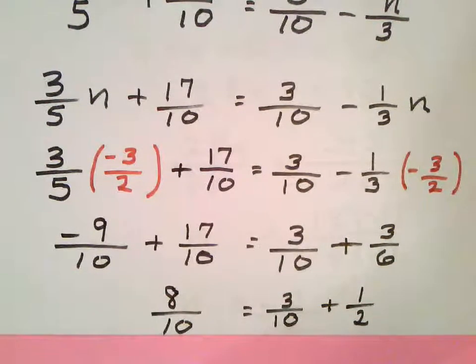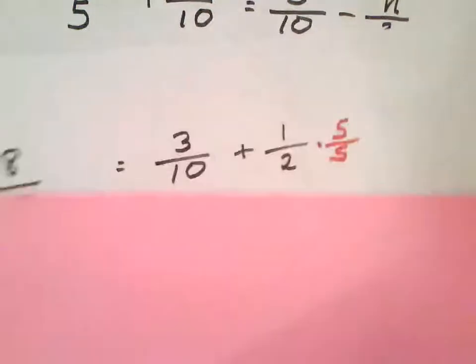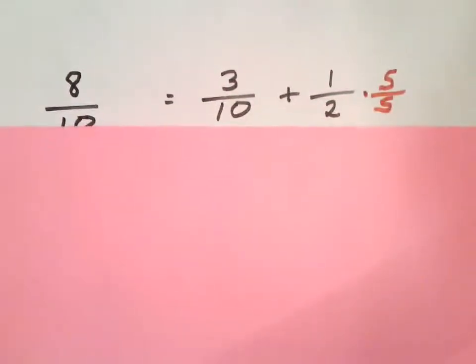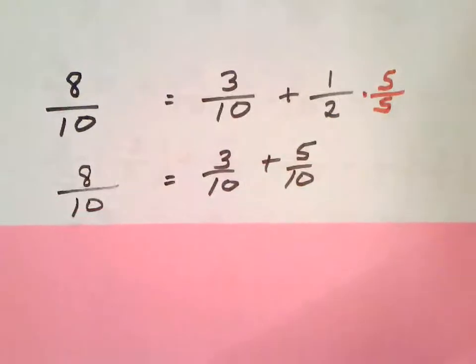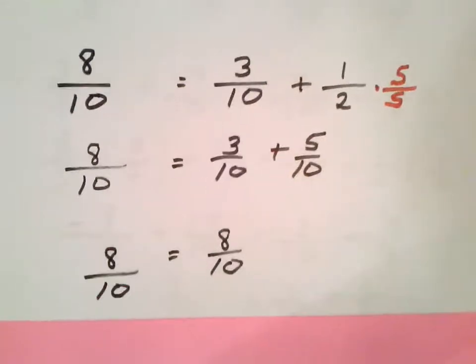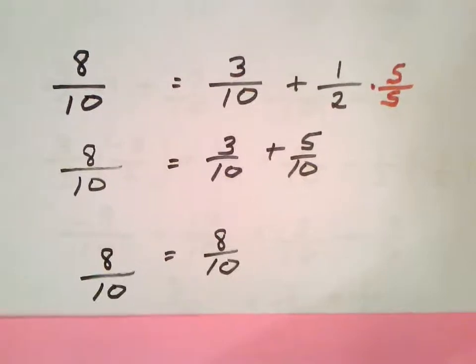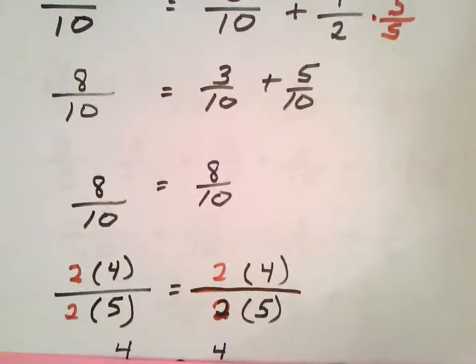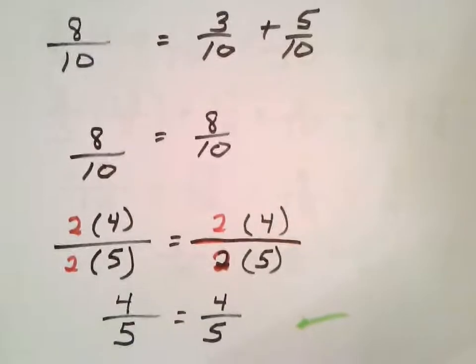3 over 6 reduces to 1/2. And remember, we're trying to show that the right side is equal to the left side. So I'm going to take that 1/2 multiplied by 5 over 5, so I can get a denominator of 10. Because we can only add and subtract fractions when we have like denominators. So I bring down my 8 over 10, then 3 over 10 plus 5 over 10 gives me 8 over 10. And you see that both sides are equal. But if you go further, you can go on and reduce this. And each one of these will reduce to what? 4 over 5 equals 4 over 5, so it does check.